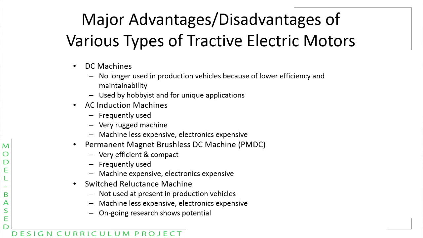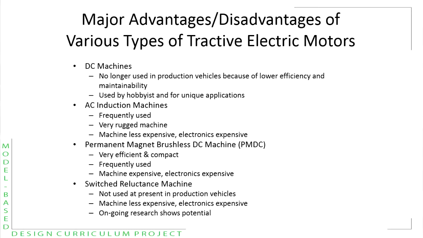DC machines are no longer used in production vehicles because they have low efficiency and maintainability, and they are only used by hobbyists and for unique applications. AC induction machines are frequently used and they are very rugged. The induction machines are less expensive, but the electronics are expensive. Permanent magnet brushless DC machines, also known as PMDC, are very efficient and compact, also frequently used. Both machine and electronics are expensive.